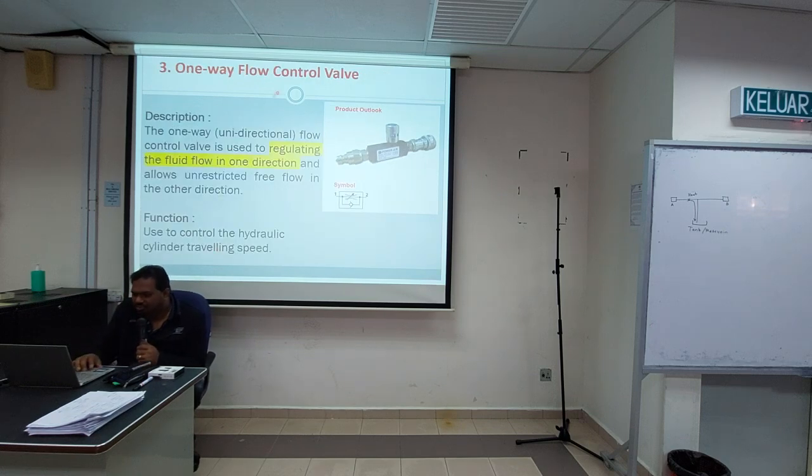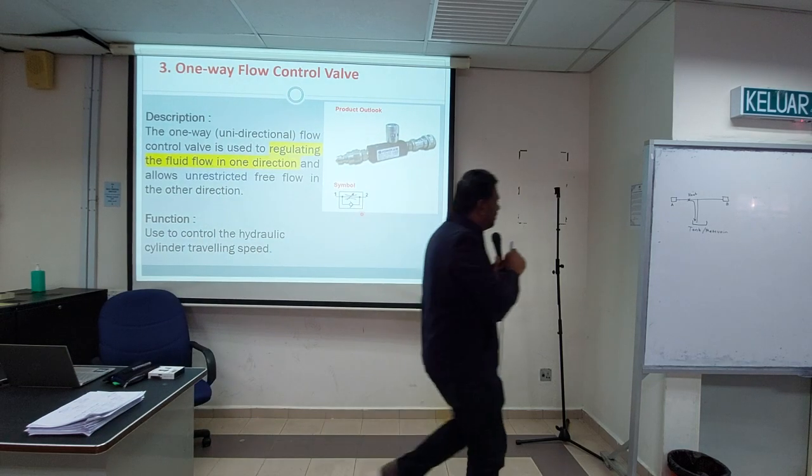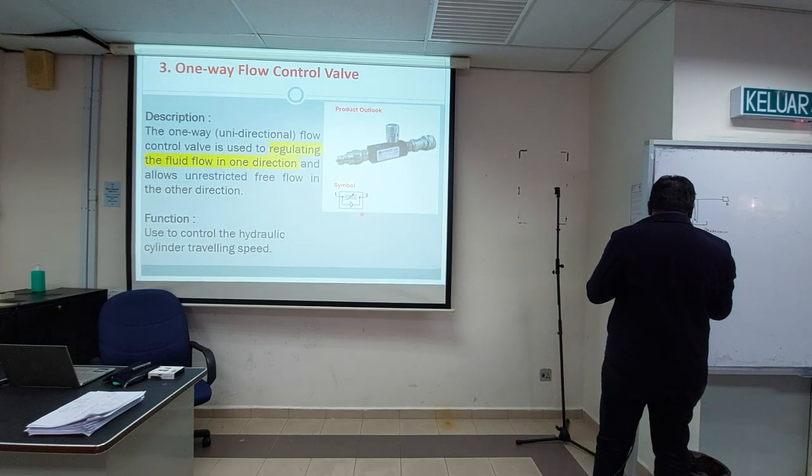Okay, so one way flow control valve. Dari nama pun tahu, so we know. So it's only controlling the flow in one way, one particular way. So maybe dari kanan ke kiri boleh, kiri ke kanan tak boleh. So it has a mechanism. So the symbol like this. So flow control valve, tapi dia ada direction control. Okay, direction control.